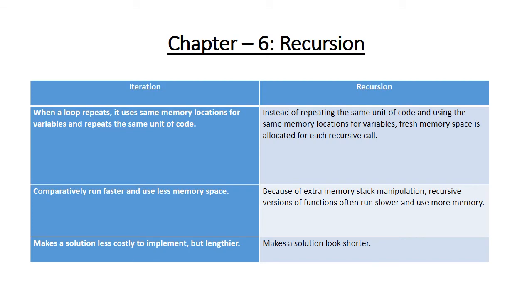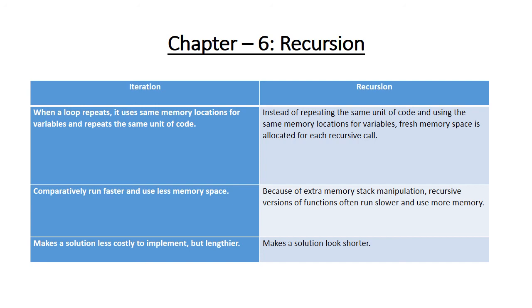Differentiating or comparing iteration and recursion. In the case of iteration, when a loop repeats, it uses the same memory locations for variables and repeats the same unit of code. But in the case of recursion, instead of repeating the same unit of code and using the same memory locations for variables, fresh memory space is allocated for each recursive call.